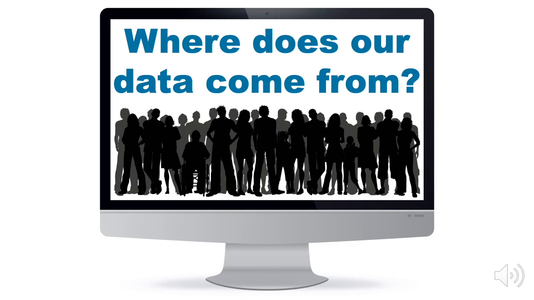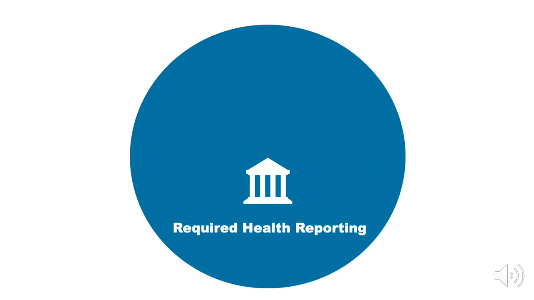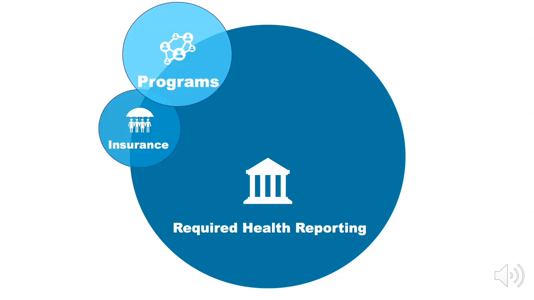Now that we understand why we care about data and how to use it, let's take a closer look at that third source of data, our objective data, and where we get it from. In Texas, we get health-related data from three sources. Our largest source of data is required health reporting. Required health reporting is the foundation of our surveillance system. We supplement this data with data from our programs and insurance reporting. Let's take a closer look at each of these sources of data.